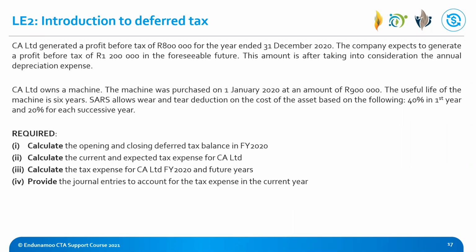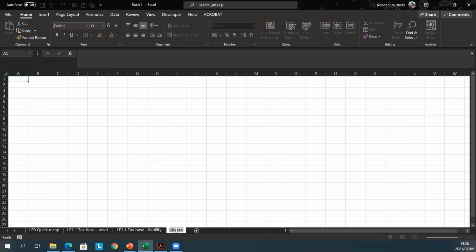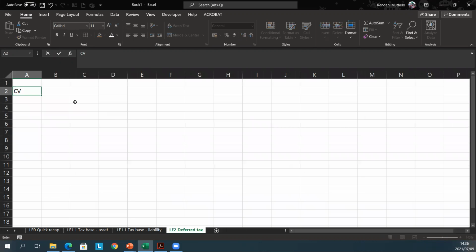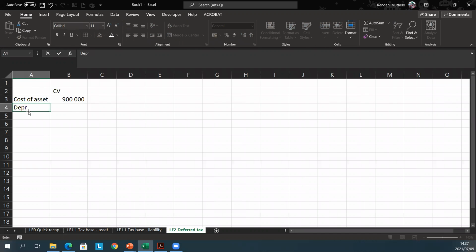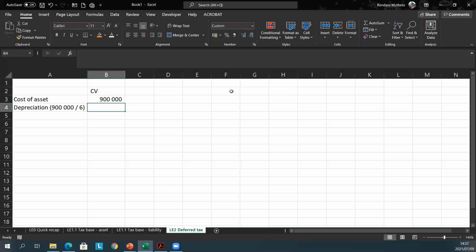Opening and closing. So now, remember, we have established that deferred tax arises when there is a temporary difference. So now we are required to determine the carrying amount of this asset. We will then say that the cost of the asset is 900,000, okay? And then we have depreciation over a 6-year period.